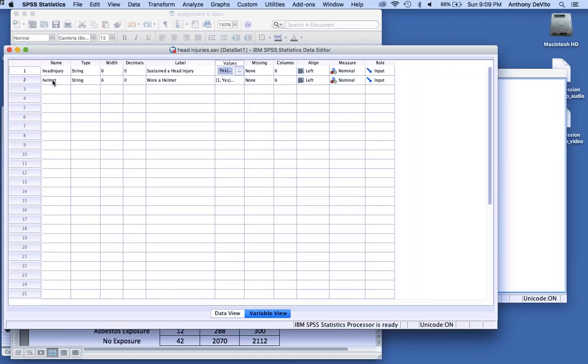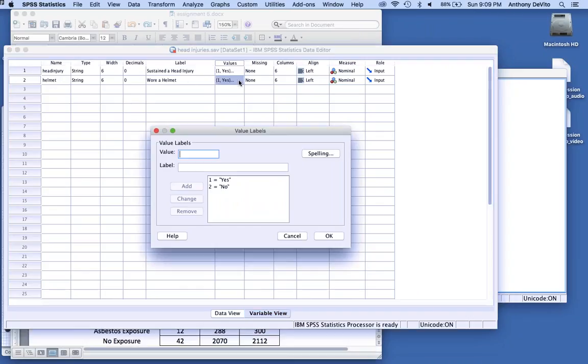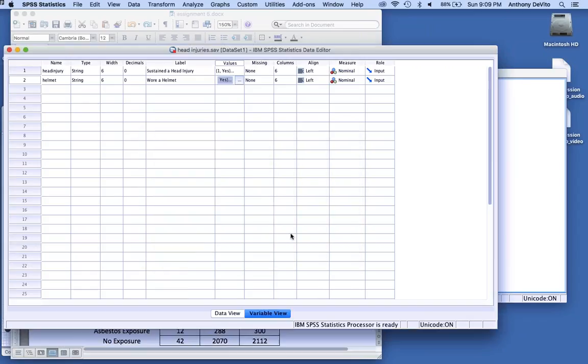The variable helmet similarly has two values. I know it ahead of time even before I clicked in. And that's yes or no, they were wearing a helmet or they weren't wearing a helmet. So we have two variables, each with two values. And we know that that's going to be it. We're going to be able to construct a 2x2 table.